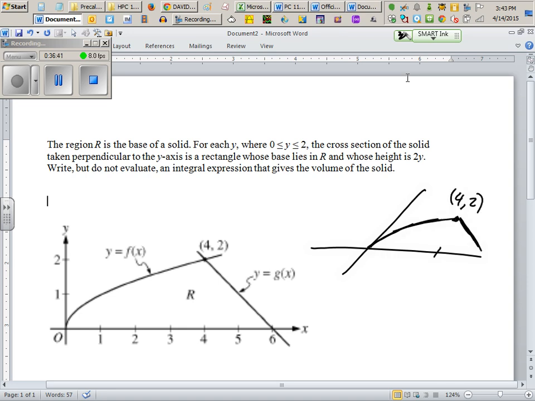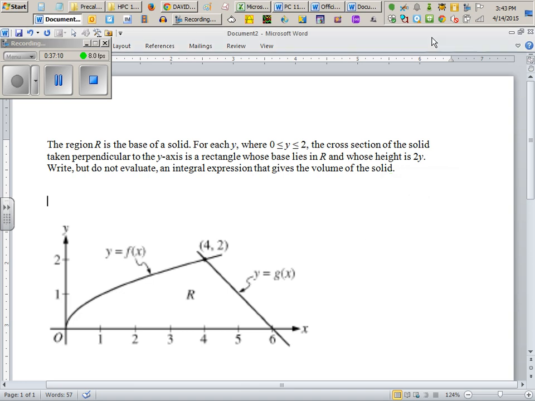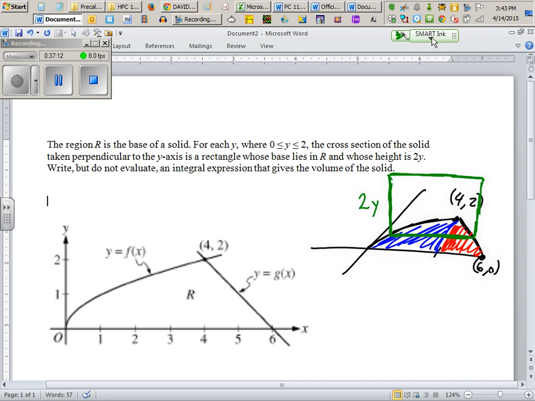Here is our drawing. Here's our blue region. Here's our red region. We were supposed to draw our green rectangles this way. Like that. Okay, so this distance is 2y.